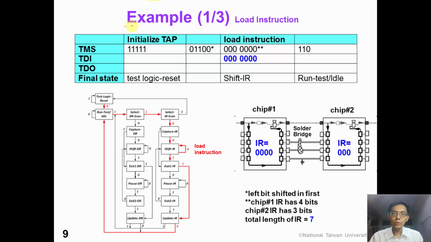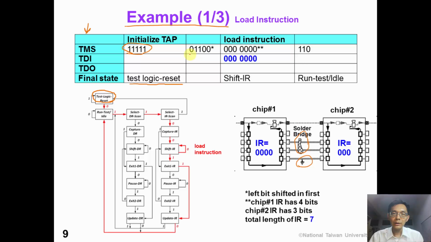Now, let's show you an example. Suppose we want to test the interconnect between chip number 1 and chip number 2. Starting from the beginning, this table shows the TMS, TDI, and TDO sequence to apply the test. The first column shows the test access port name. We apply a sequence of 5 ones so that we can start at the test logic reset state.